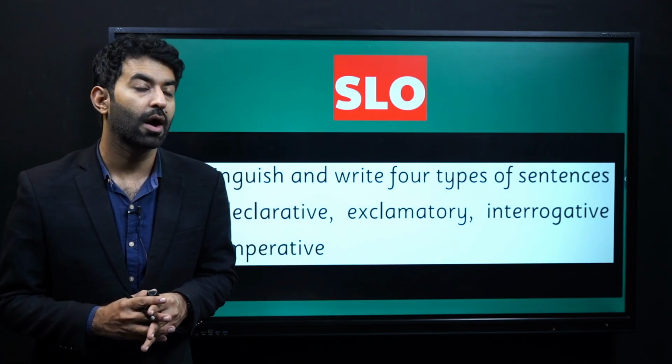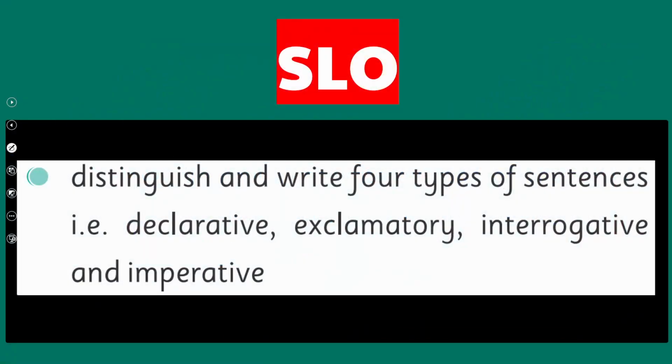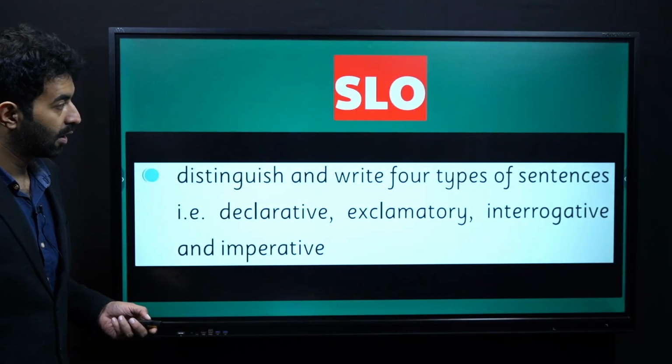We are going to talk about distinguishing and writing. Yes, we are going to first see the differences and distinguish each sentence from the other one. We are going to differentiate, learn to do that, and then write 4 types of sentences, and that is declarative, exclamatory, interrogative, and imperative. You can note that down, dear learners, and remember this and memorize this by heart. Declarative, exclamatory, interrogative, and imperative.